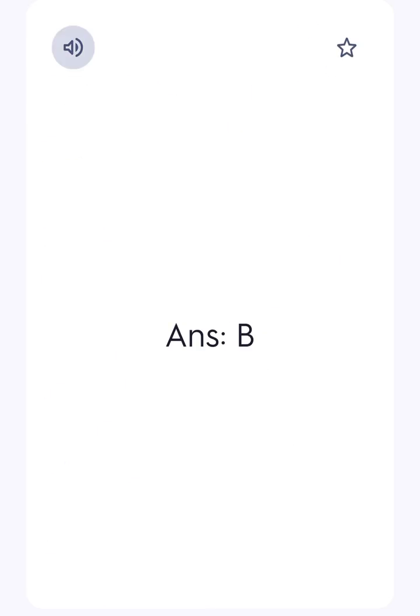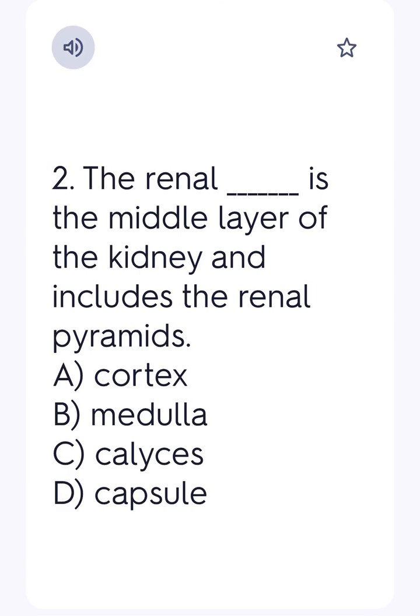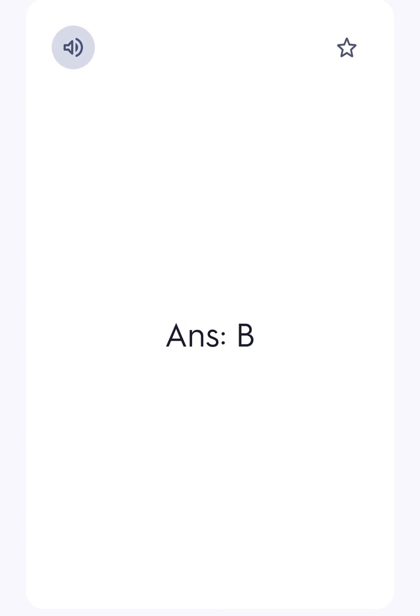Ans. B. 2. The renal medulla is the middle layer of the kidney, and includes the renal pyramids. A cortex, B medulla, C calyces, D capsule. Ans. B.